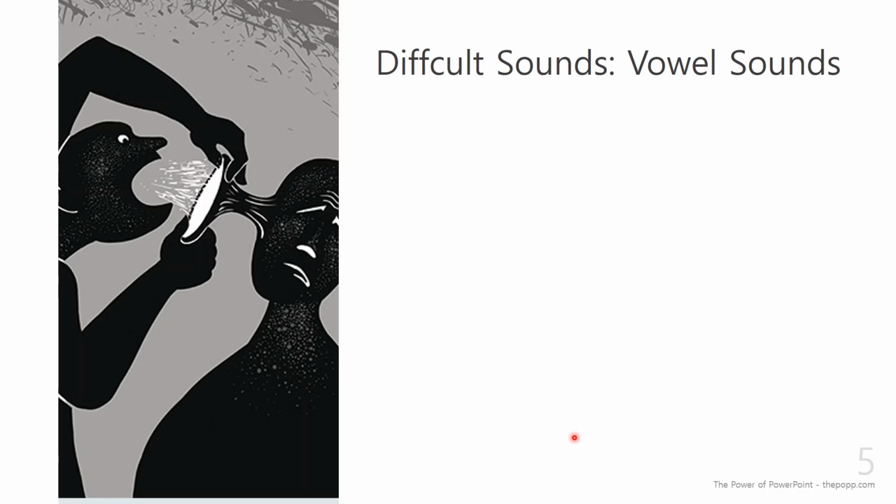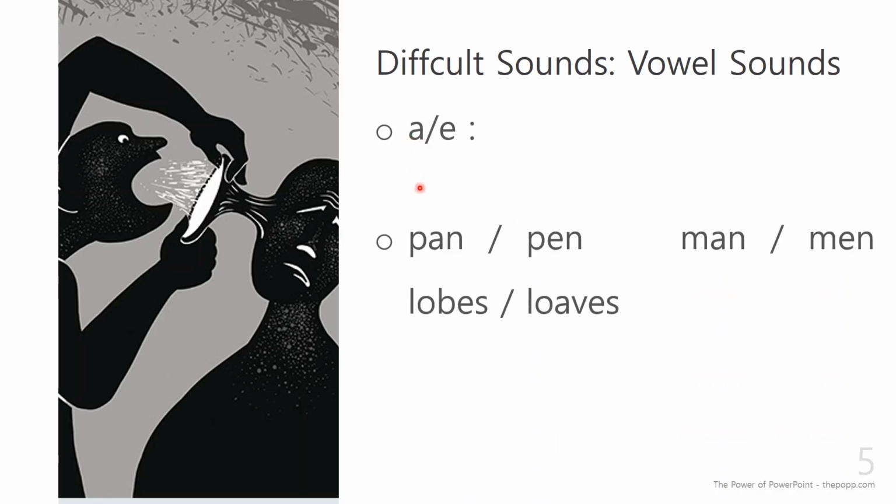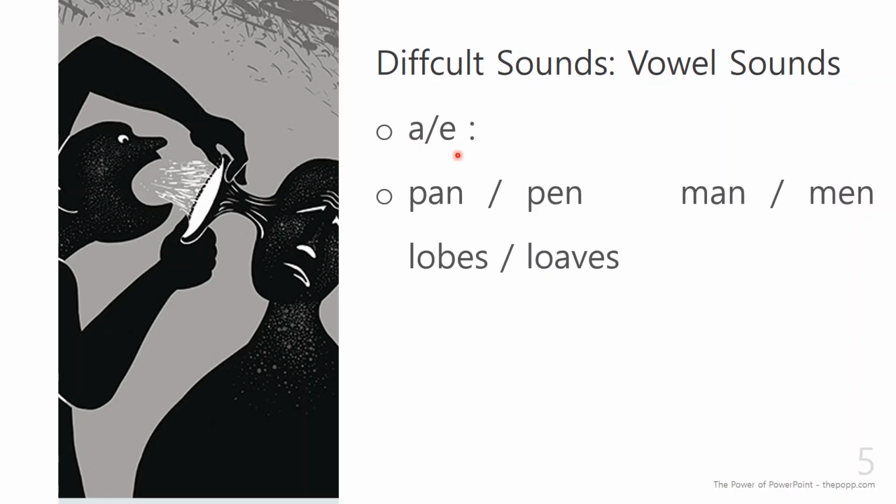Some difficult vowel sounds. So pan, pen, man, men, lobes, loaves. This one's also difficult with the v sound, which again is not native in Korean. So it's an unusual sound to make and unfamiliar. So pan, pen, man, men, lobes, loaves.